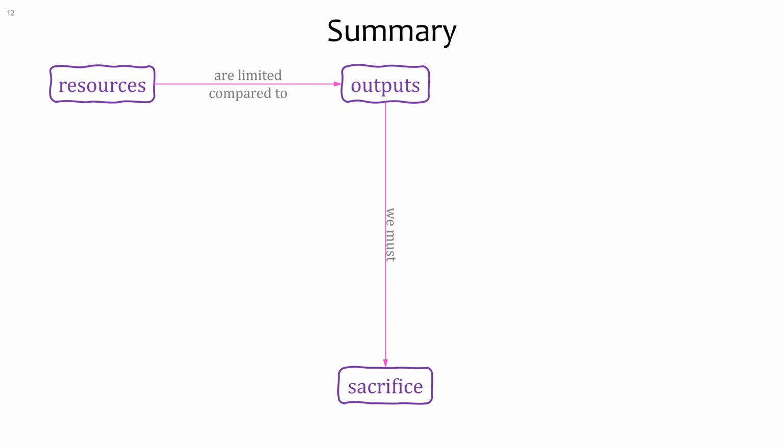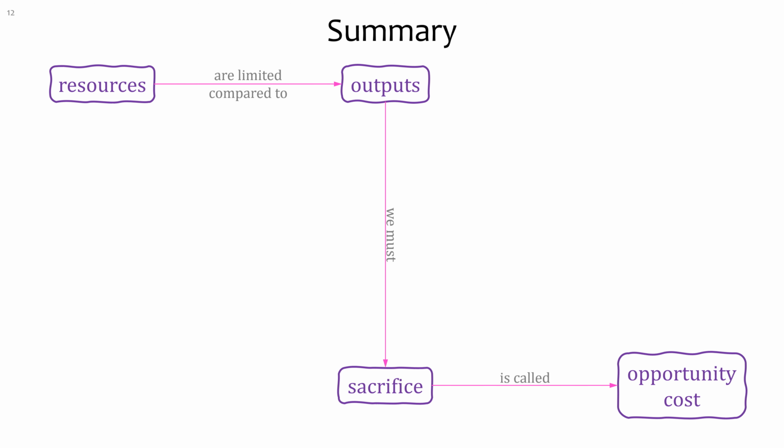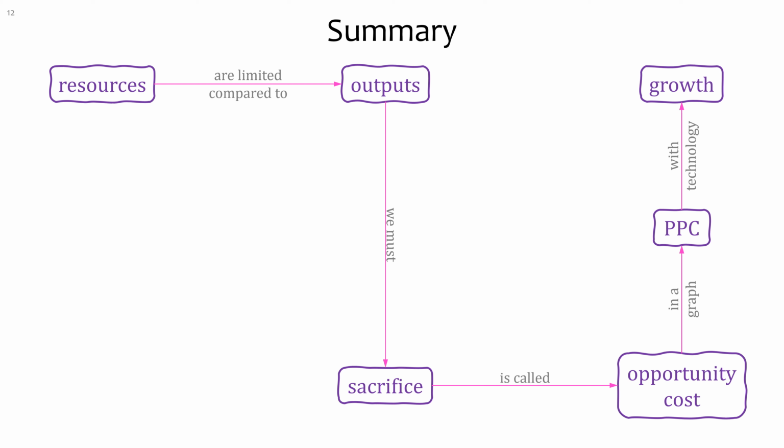That was a main concept, and they are limited compared to our outputs. Okay, and because of that we must make sacrifice, right? So notice the arrows here. The arrows show sequence, and then there's a little description, which is basically a sentence that you read. Okay, and this sacrifice is called opportunity cost. If you graph this, we can represent it through the PPC. Okay, and then when the PPC shifts outward, it's because of technology, which is called growth, and that growth will enable us to achieve more output.